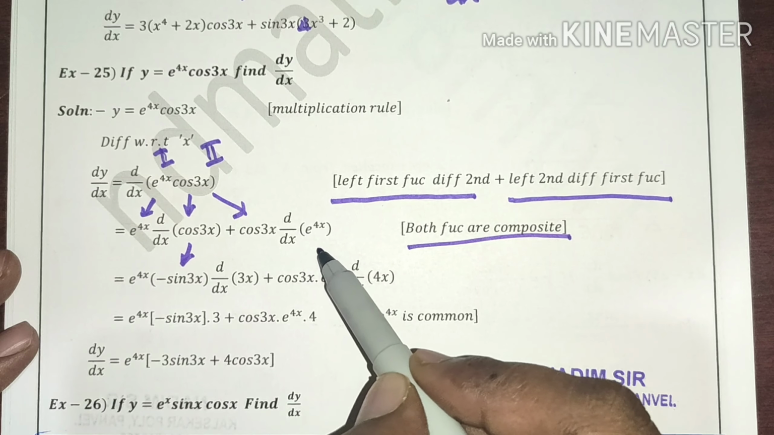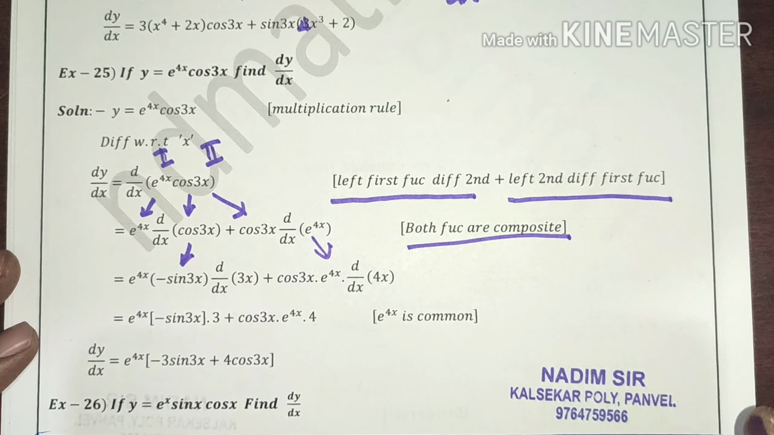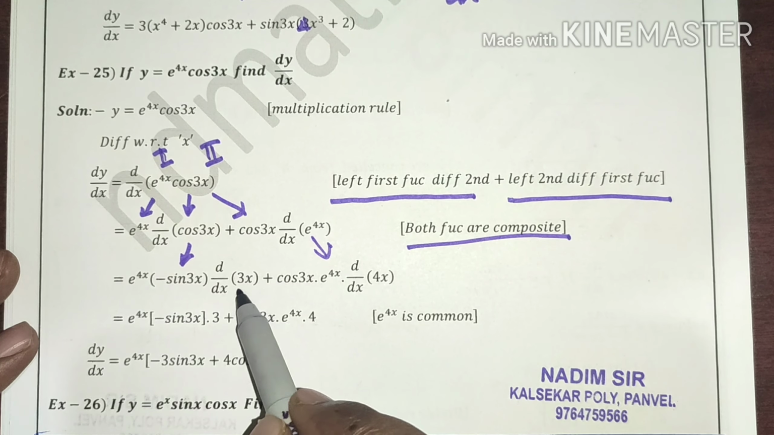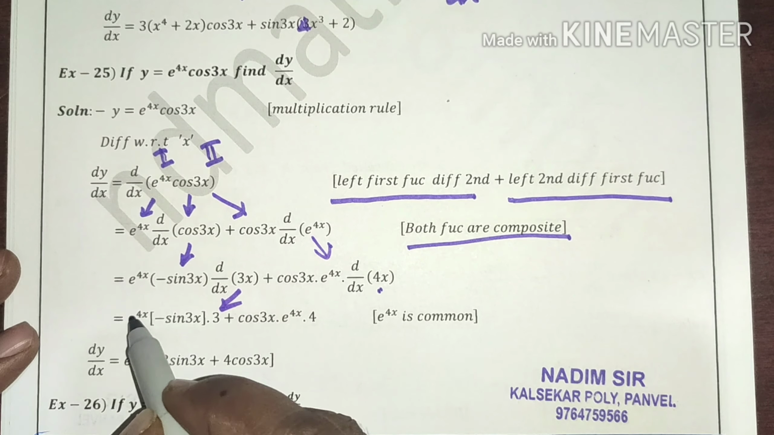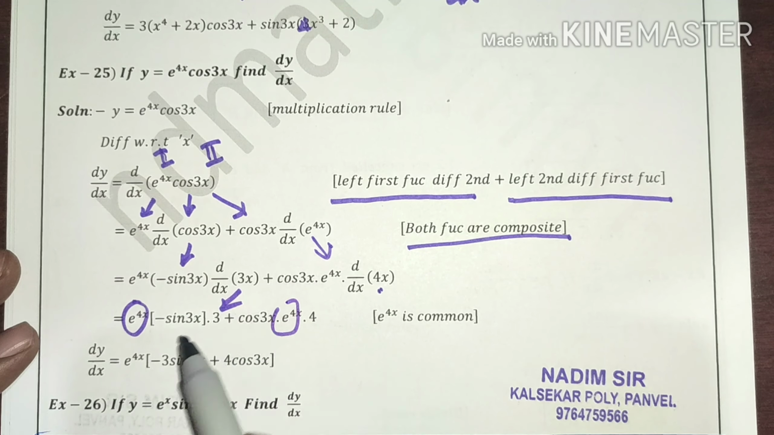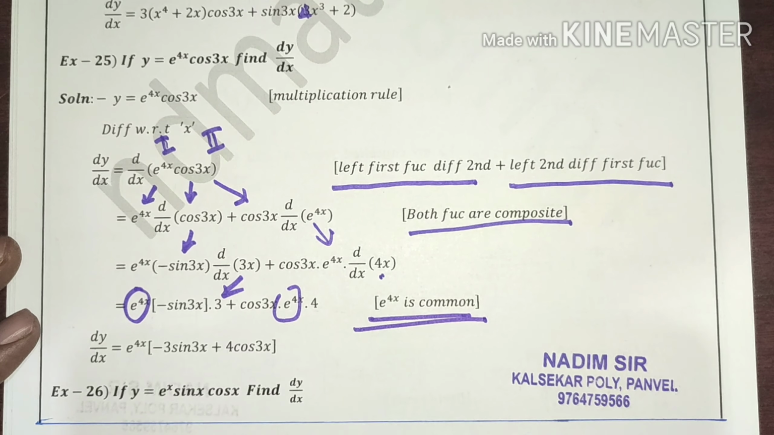The derivative of e raised to 4x is e raised to 4x, and we take the derivative of 4x again because of the composite function. As we know, the derivative of 3x is 3, and the derivative of 4x is 4. Take e raised to 4x common from both terms. See here, e raised to 4x common from both terms, we get this.